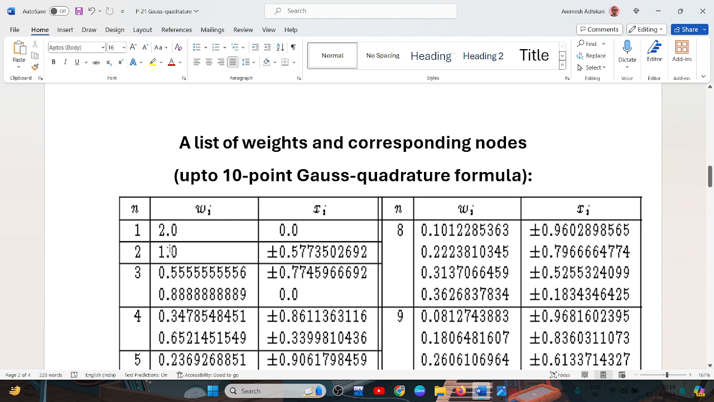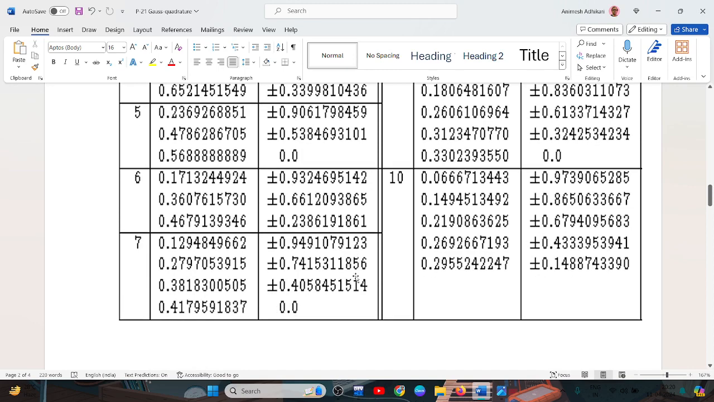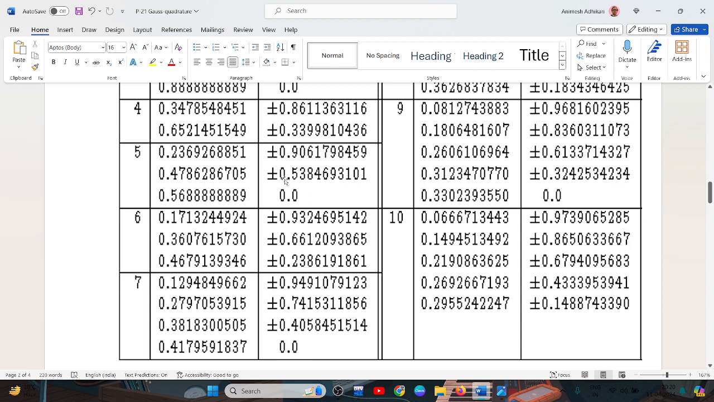When n equal to 3, w1 equal to 0.5555, w2 equal to 0.888, and w3 equal to w1, here w1 and w3 are equal, and w2 is this. Here x1 is minus 0.77, x2 equal to 0, and x3 equal to plus 0.77, and so on. Here we provide a list up to n equal to 10 point quadrature. Normally we use the 5-point Gaussian quadrature rule.